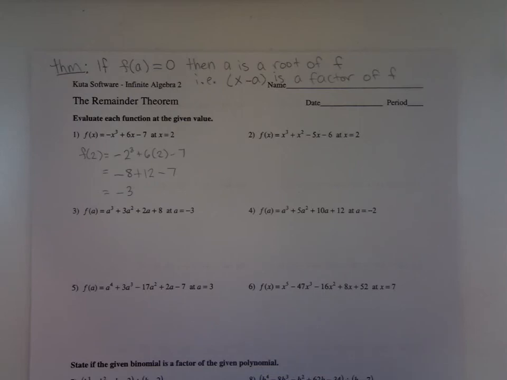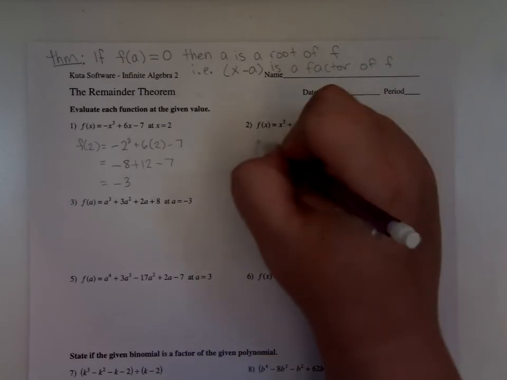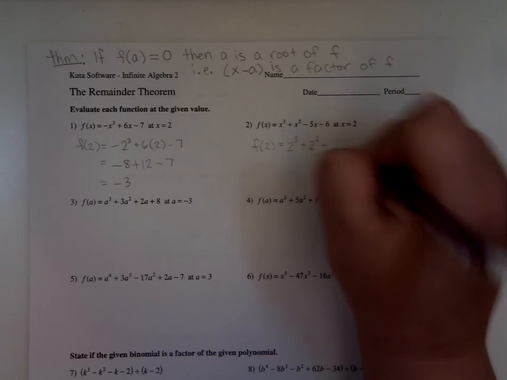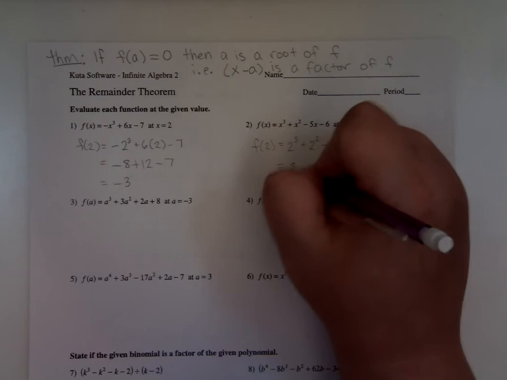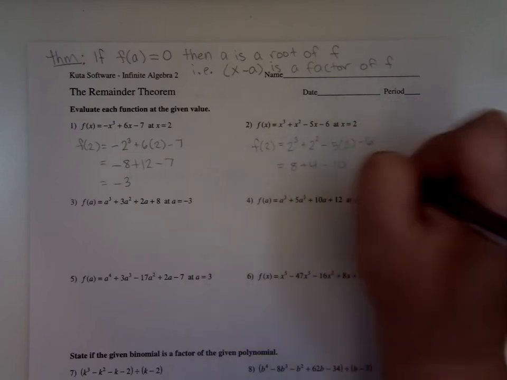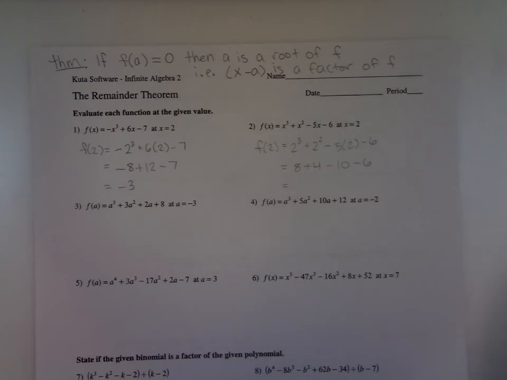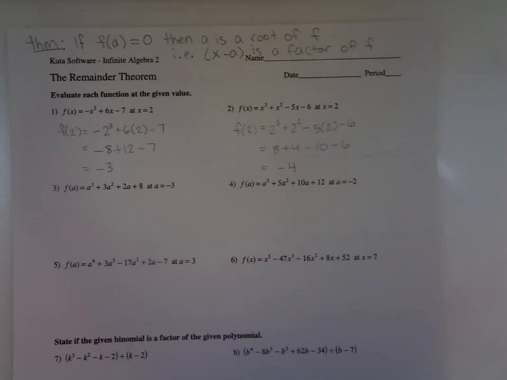Okay, let's try this one. So we're plugging in 2, f of 2. We got 2 to the third plus 2 squared minus 5 times 2 minus 6. That's going to give us 8 plus 4 minus 10 minus 6. So we've got, what, 12 minus 10 is 2, and 2 minus 6 is minus 4. Again, our remainder is not 0, so that means that x minus 2 is not a factor of this polynomial either.